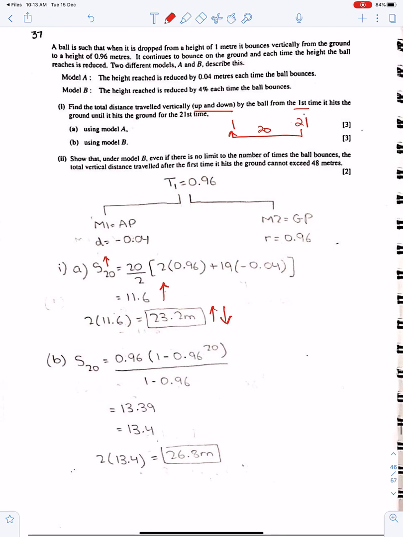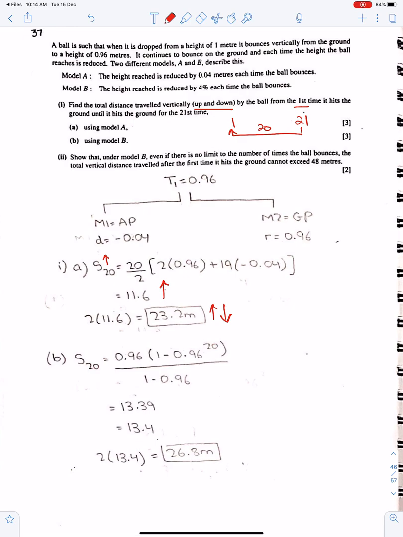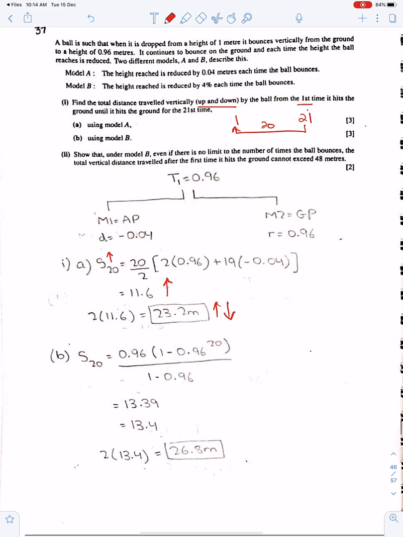Model B is GP. So S20, again we are working for the upward distances. A is 0.96 and this is the total upward distance, and by multiplying this by 2 we will get both the distances.